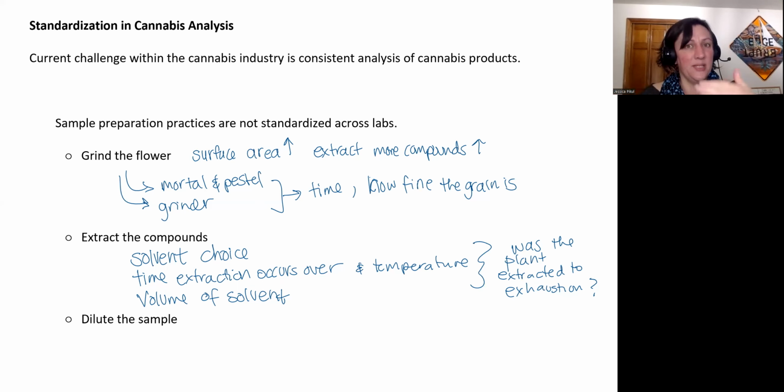And so there are steps that can be taken within the industry and through regulation to try to create a more consistent result for the question of what is in a plant.